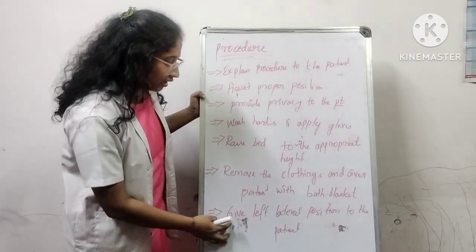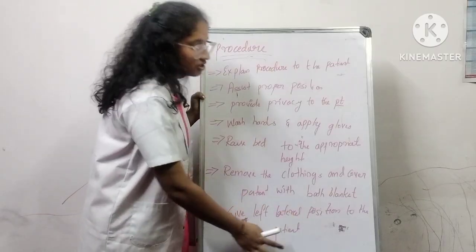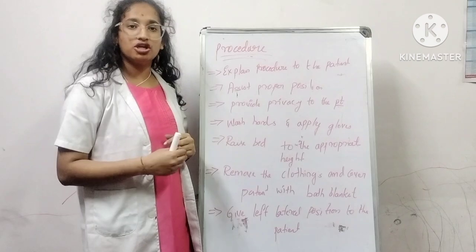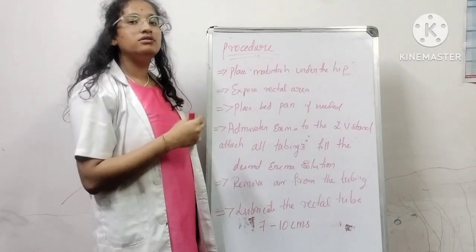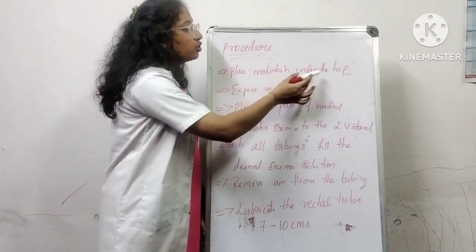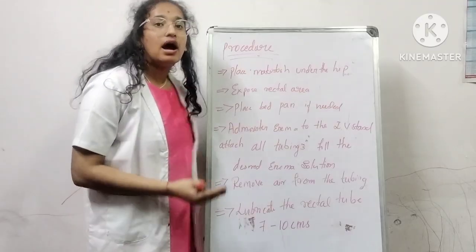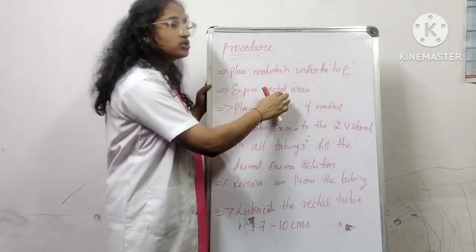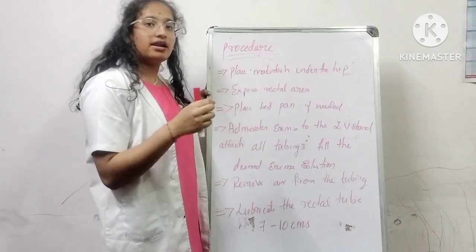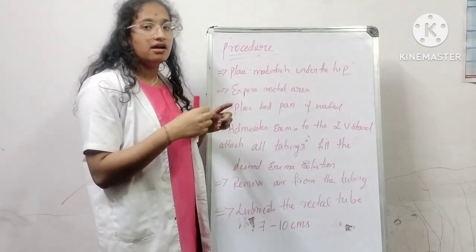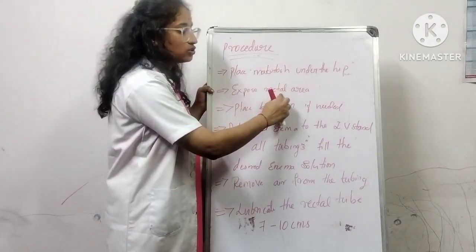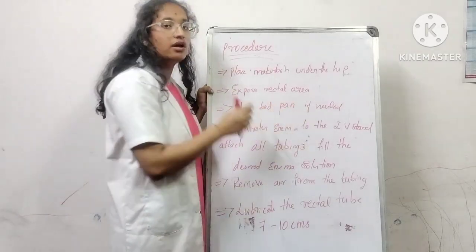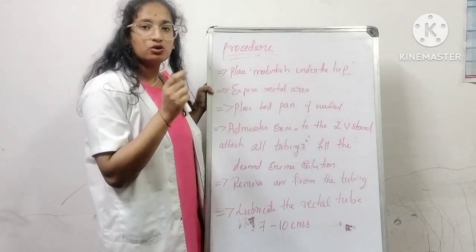Then give left lateral position to the patient. So for enemas we have to give the patient a left lateral position. Then place the Macintosh under the hip. So we have to place the Macintosh under the hip, then expose the rectal area. We are administering the enema in the rectum, so that's why we have to expose the rectal area. Then place the bedpan if needed. If a bedpan is needed, we have to place the bedpan.